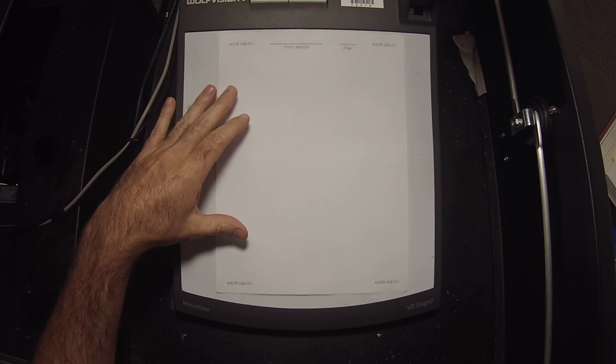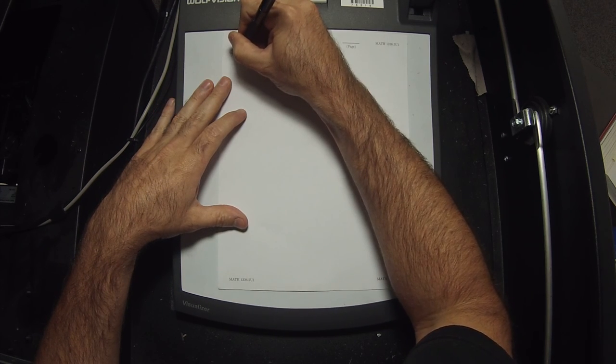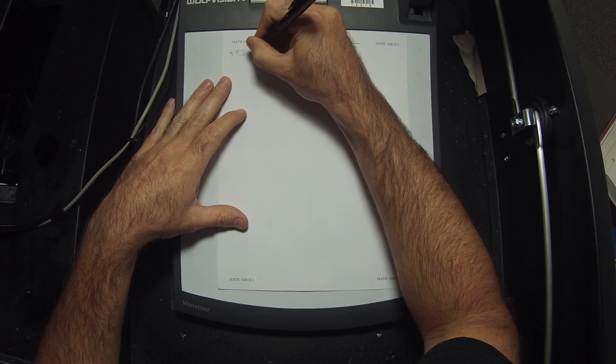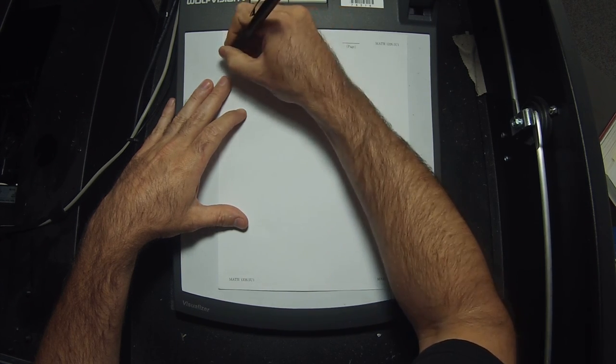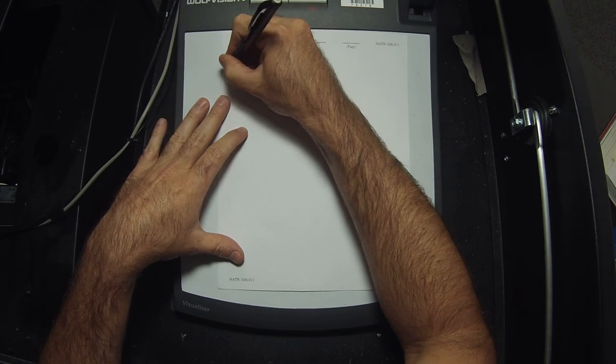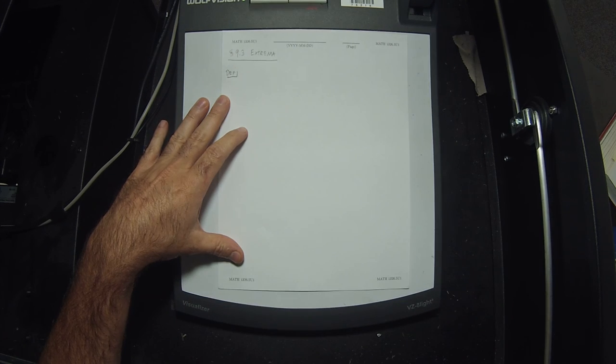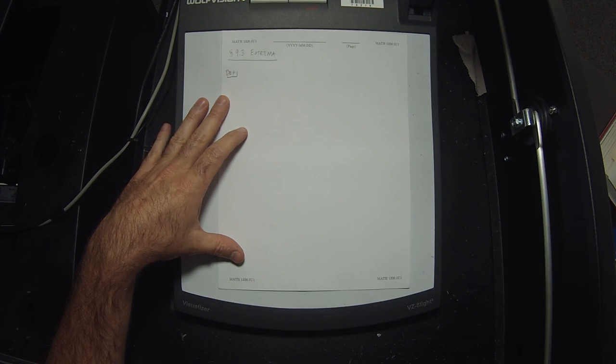So we need definitions for all these things. So now we're in section 9.3, which is called something like extrema. So a definition.